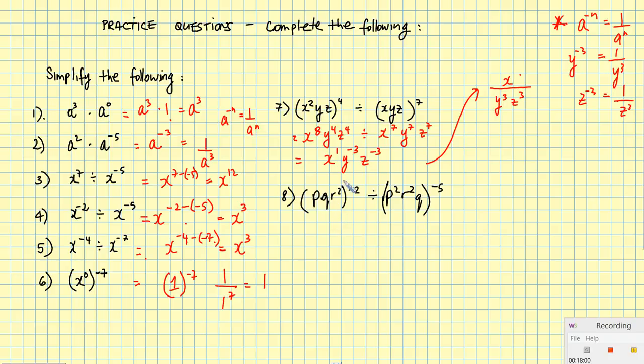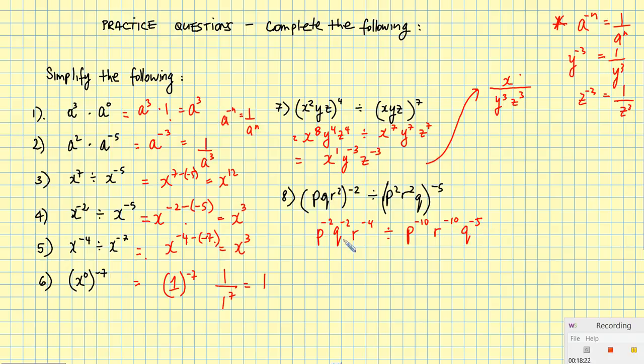We've got p, q, r squared, all squared. So here, again, it's a power to a power. I will do p to the negative 2, q to the negative 2, r to the negative 4, and that'll be divided by p to the negative 10, r to the negative 10, q to the negative 5.